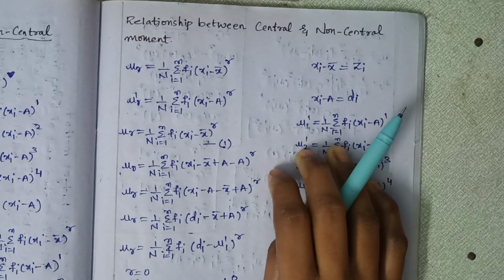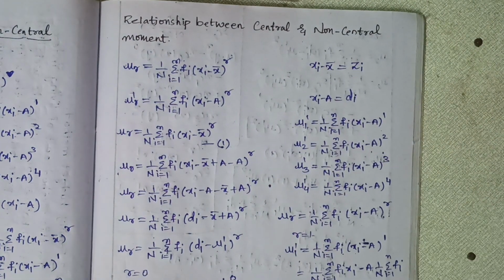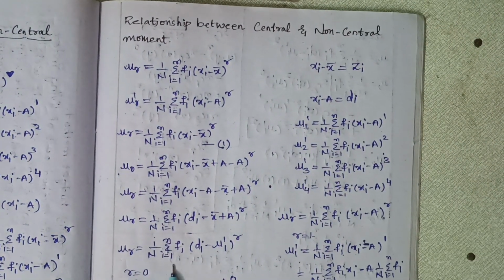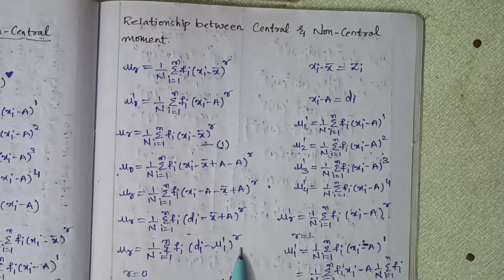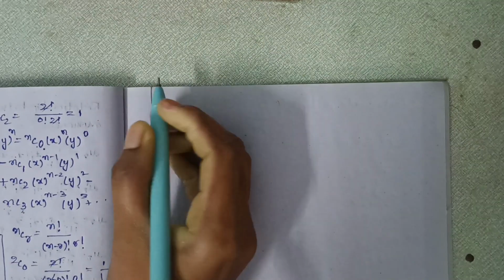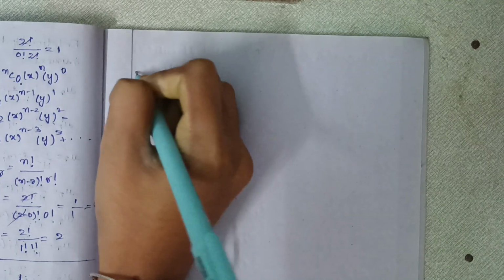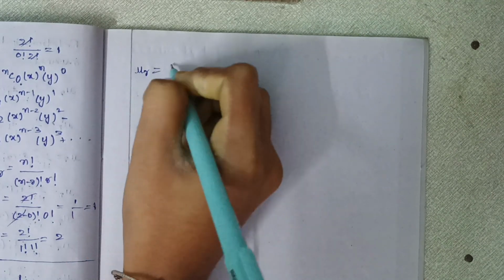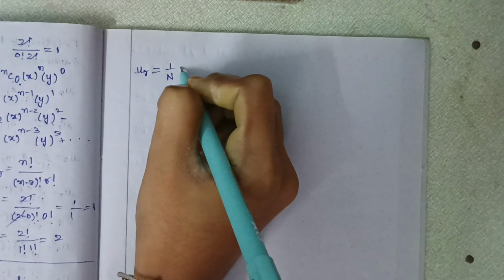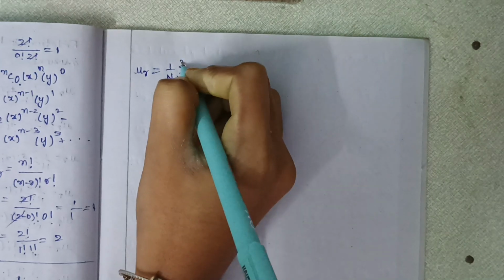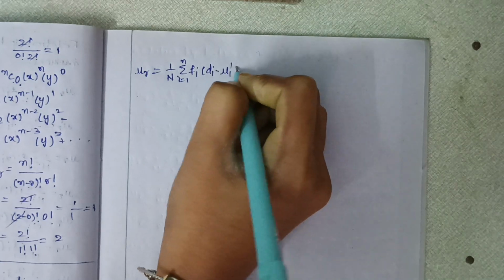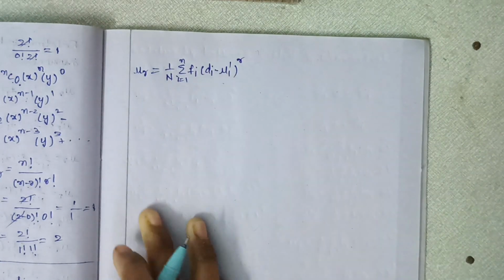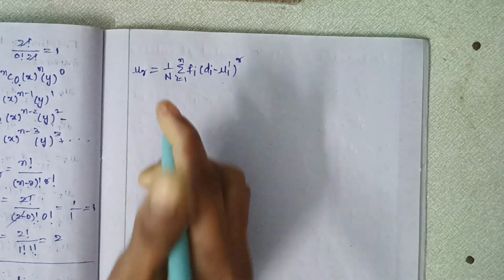Now we will see the third central moment. So our mu r is 1 by n summation i equals 1 to n fi into di minus mu 1 dash whole to the power of r. Now let us consider r equals 3.